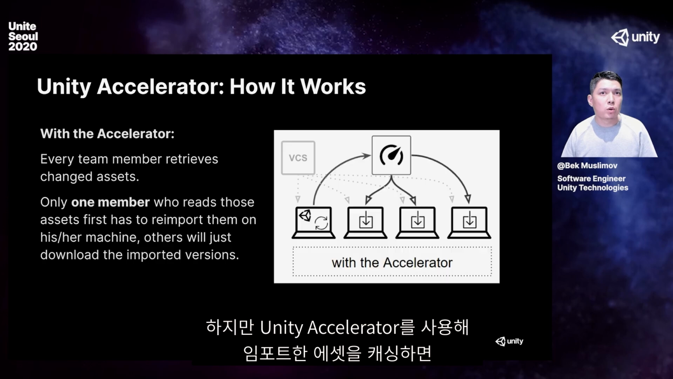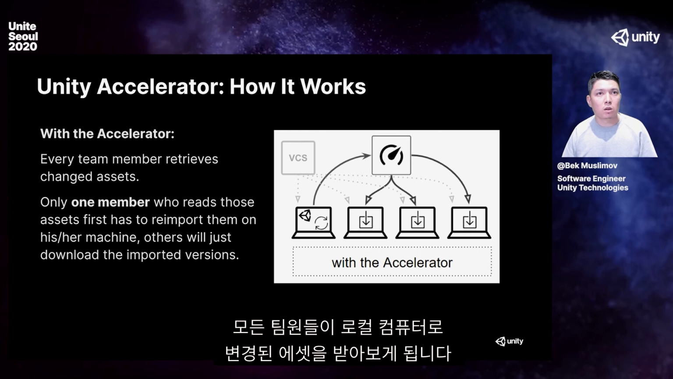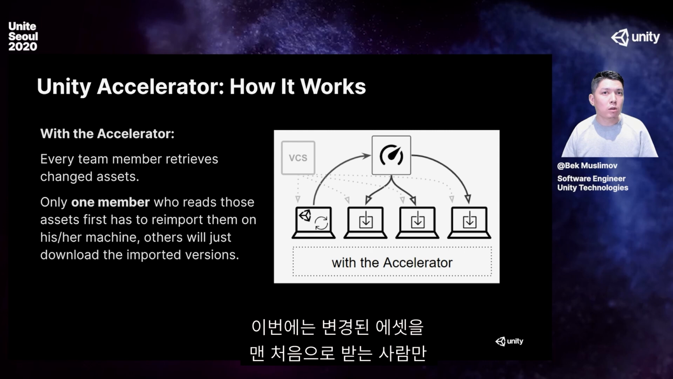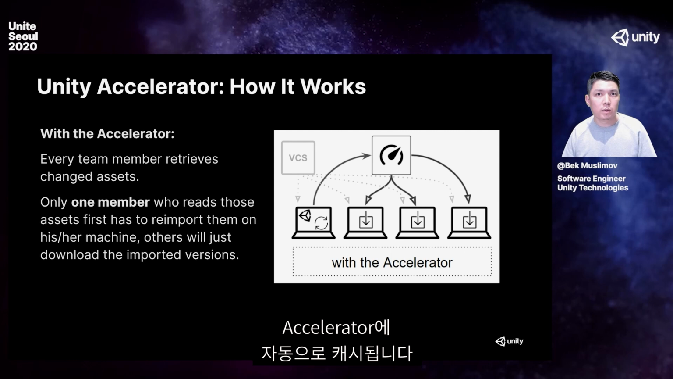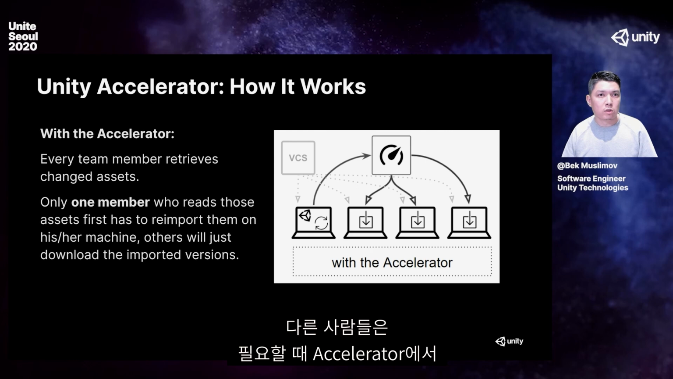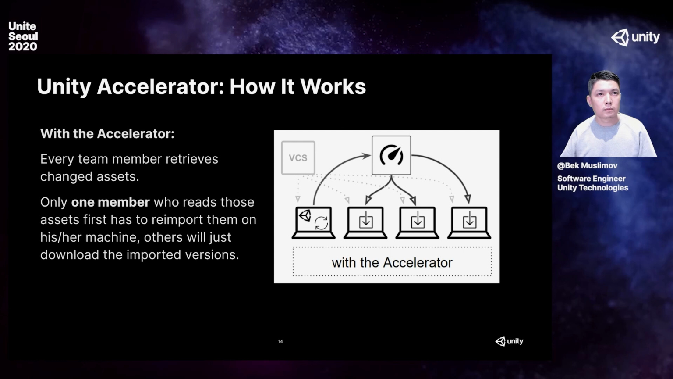But this changes when we use the Unity Accelerator for caching imported assets. As you can see here, when there is a change in the assets, everybody will get those changed assets into their local machines. But this time, only the first person to get a particular changed asset has to re-import it. When he does it, the imported version of the asset will automatically be cached to the accelerator. Others will just download the imported version of the assets from the accelerator when they need it.